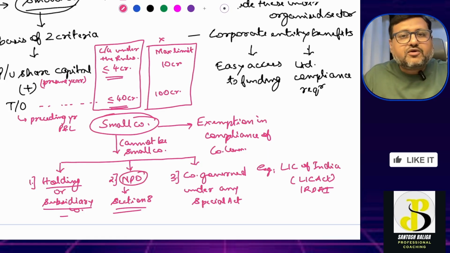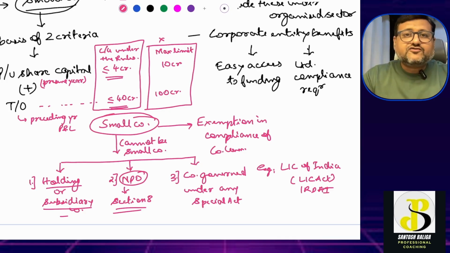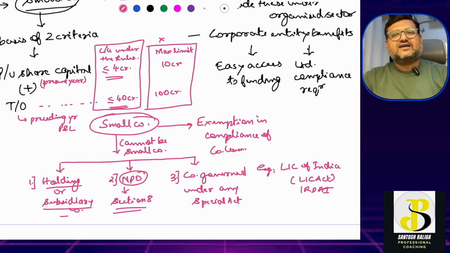Secondly, a non-profit organization cannot be termed as a small company. This is a company which has already been created under Section 8, and a non-profit organization already enjoys a lot of exemption in terms of compliance. So any more exemption is not required as per the lawmaker, and hence he has excluded it from the scope of small company. And the last one is a company which is governed under any special act. So, have you understood the exceptions, or the types of companies which cannot be a small company?